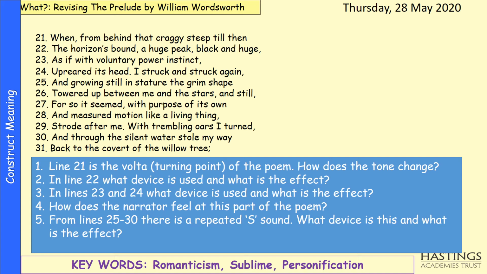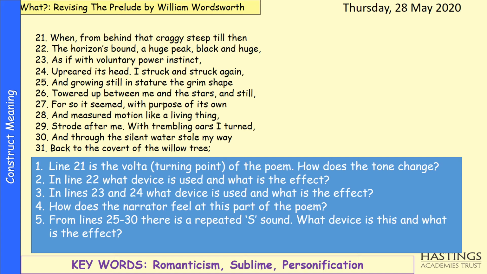When the S sound is repeated like that through a phrase, it's called sibilance. That sibilance helps to create quite a sinister tone, which contrasts to the peacefulness of before. Remember, in that first section that I showed you from the last lesson, there was a repeated L sound, which made it sound quite gentle and peaceful. Now it's different. That sibilance is making it sound very sinister.